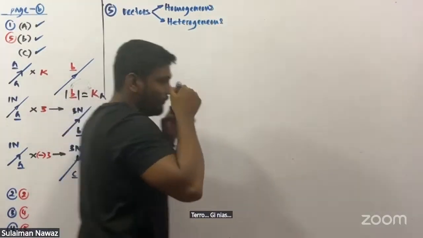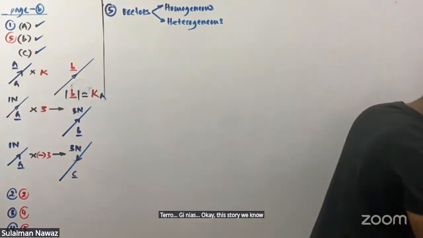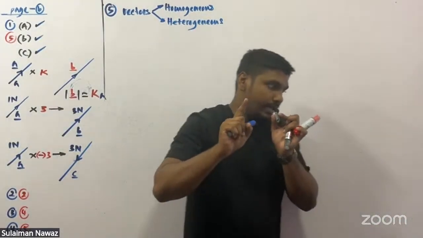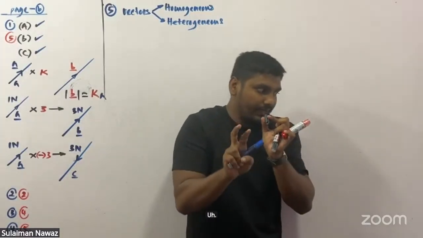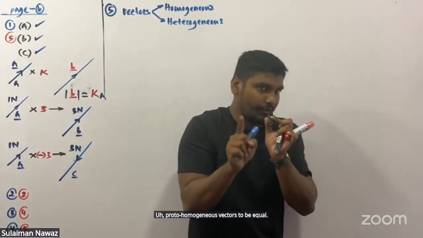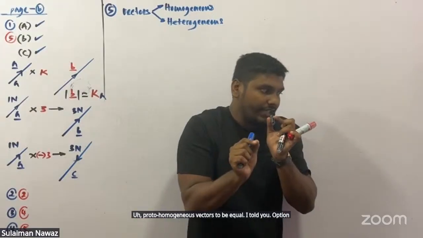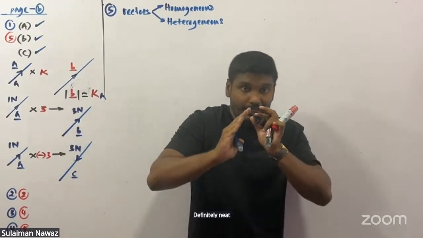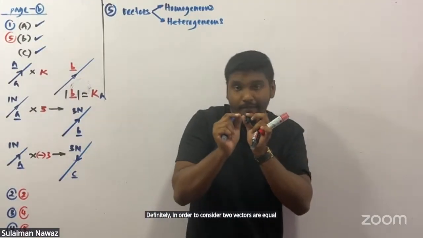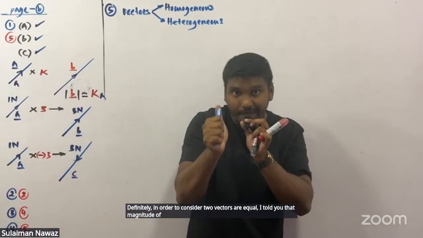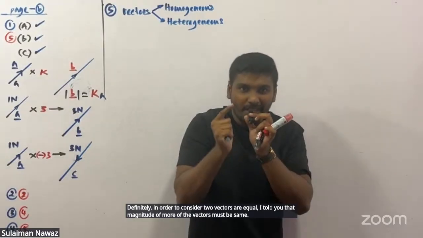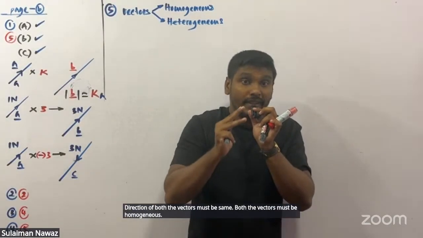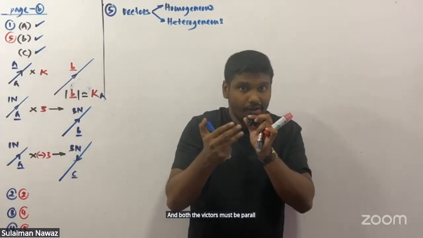Okay, this story we know. We learned, I taught you. For two homogeneous vectors to be equal, I taught you. Option A, the magnitude of two vectors must be equal. Definitely. In order to consider two vectors equal, I told you that the magnitude of both vectors must be the same, the direction of both vectors must be the same, both vectors must be homogeneous, and both vectors must be parallel. Can you remember the conditions?